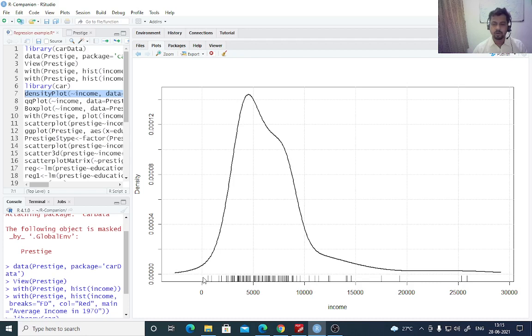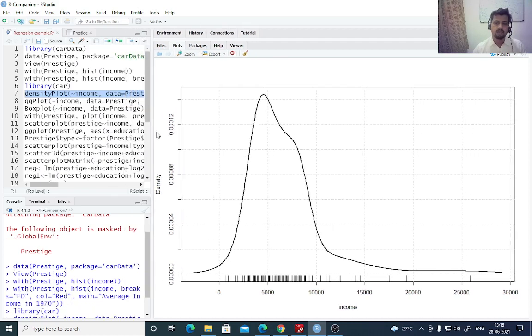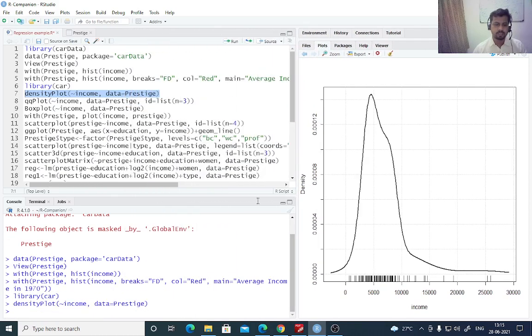So this is also called a rug plot, which gives you a one-dimensional scatter plot of the income variable. You can see mostly the data is concentrated, or the average income of the respondents is more or less less than $10,000, and this is the density function that we generally get. Again, it does not look like a normal distribution.